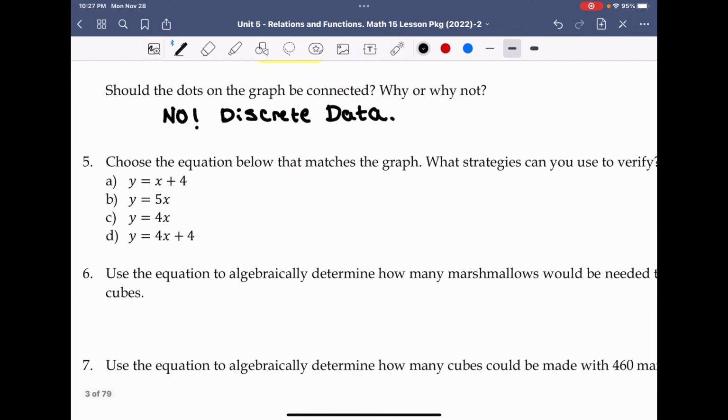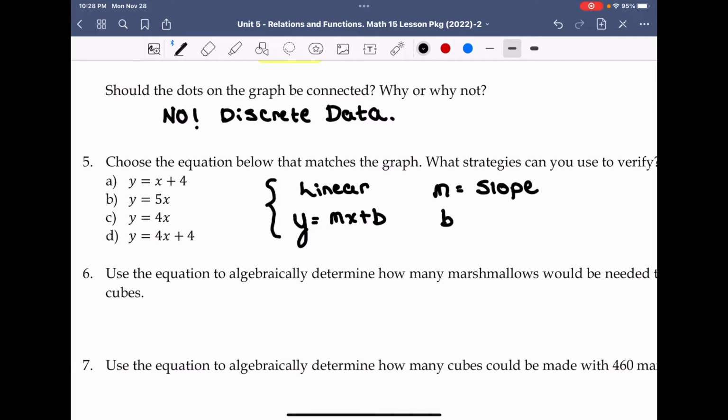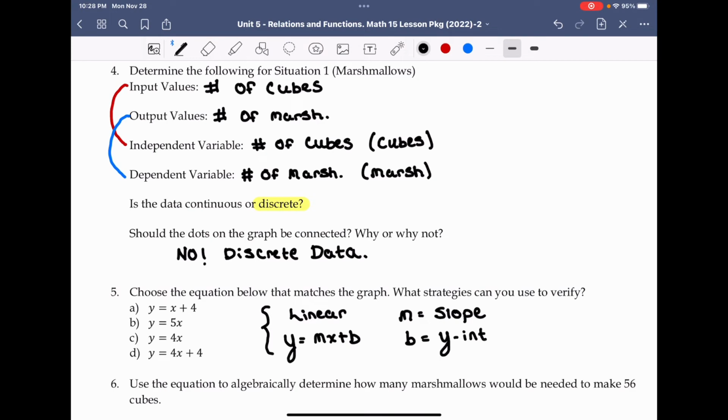So what we need to do is realize any linear graph is always having the form y equals mx plus b. Now, what is m? M corresponds with the slope. We know that b corresponds with the y-intercept of the graph. So in order to determine the equation, we need to not only determine slope, but y-intercept, and then we can go back and choose one of these equations. So let's actually do that on our graph here.